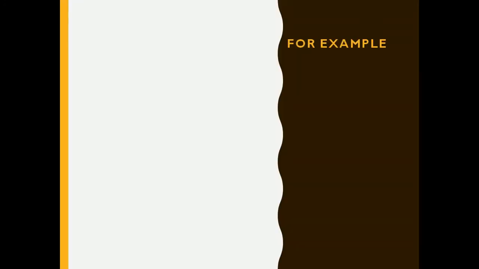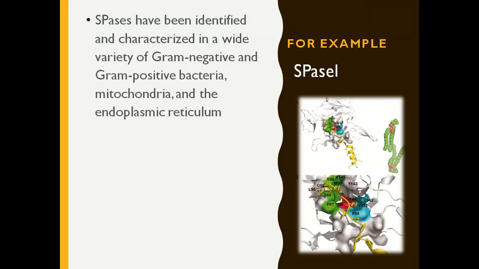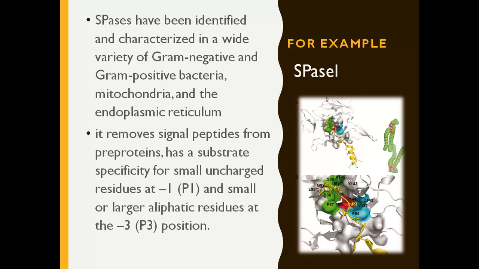An example of recently engineered proteases using methods such as these is the Escherichia coli signal peptidase I, SPase I. Signal peptidases have been identified and characterized in a wide variety of gram-negative and gram-positive bacteria, mitochondria, and endoplasmic reticulum. Their function is to remove signal peptides from pre-proteins, and they have a substrate specificity for small uncharged residues at position 1 and small or larger aliphatic residues at position 3.